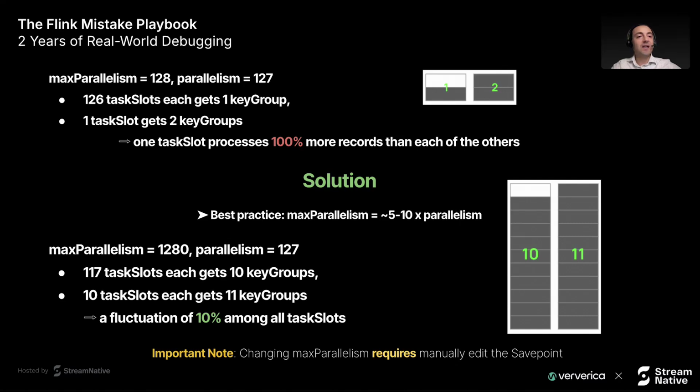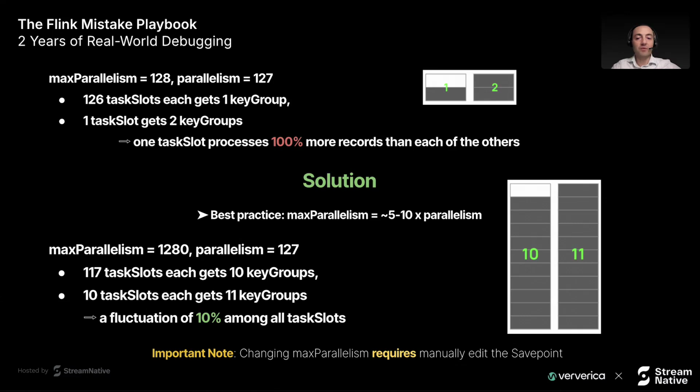That will ensure that you distribute your data evenly to the key groups and, ultimately, to your task slots. In this example, you can see our parallelism is 127, so we keep the max parallelism at 1280. This gives us 117 task slots with 10 key groups, and 10 task slots with 11 key groups. So you can see that the distribution of key groups between task slots is almost even.